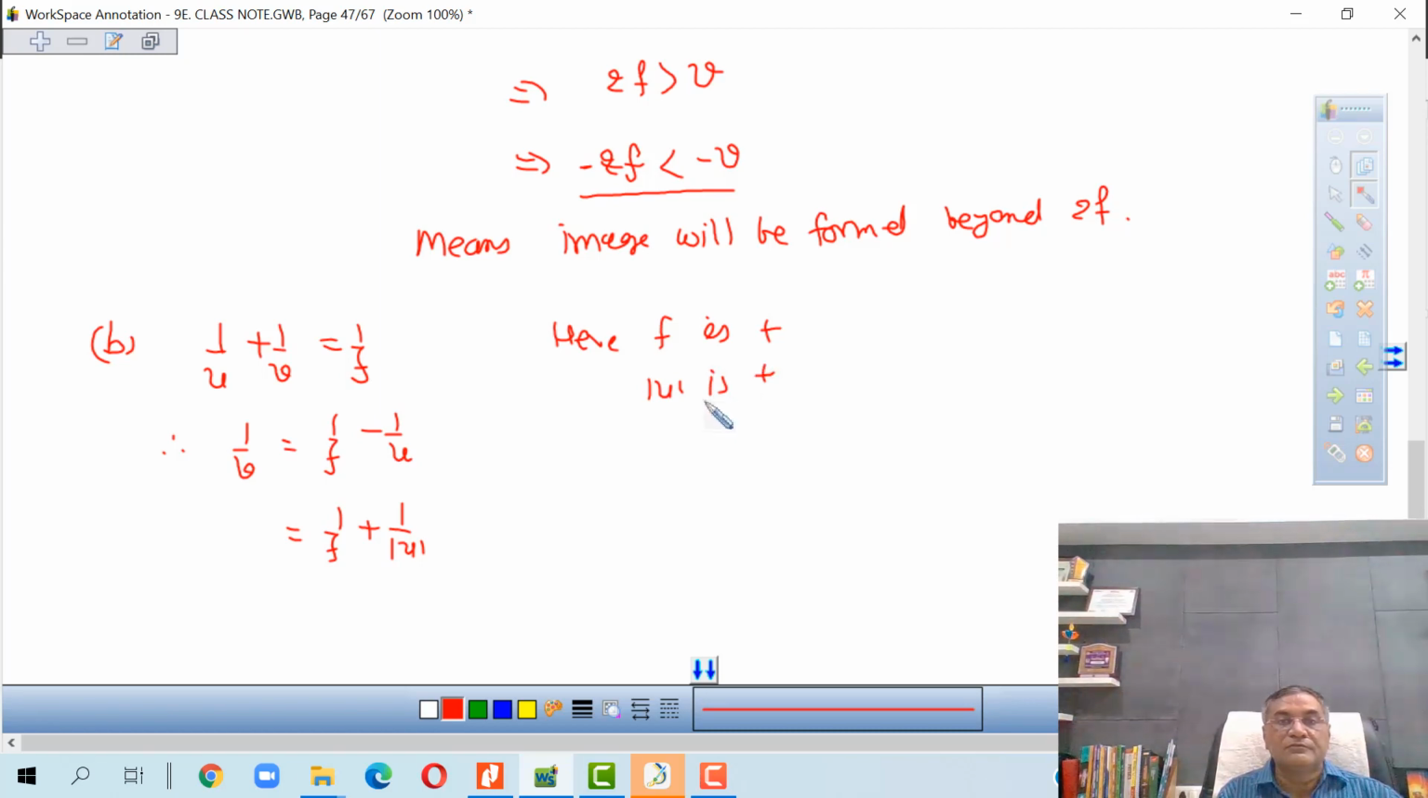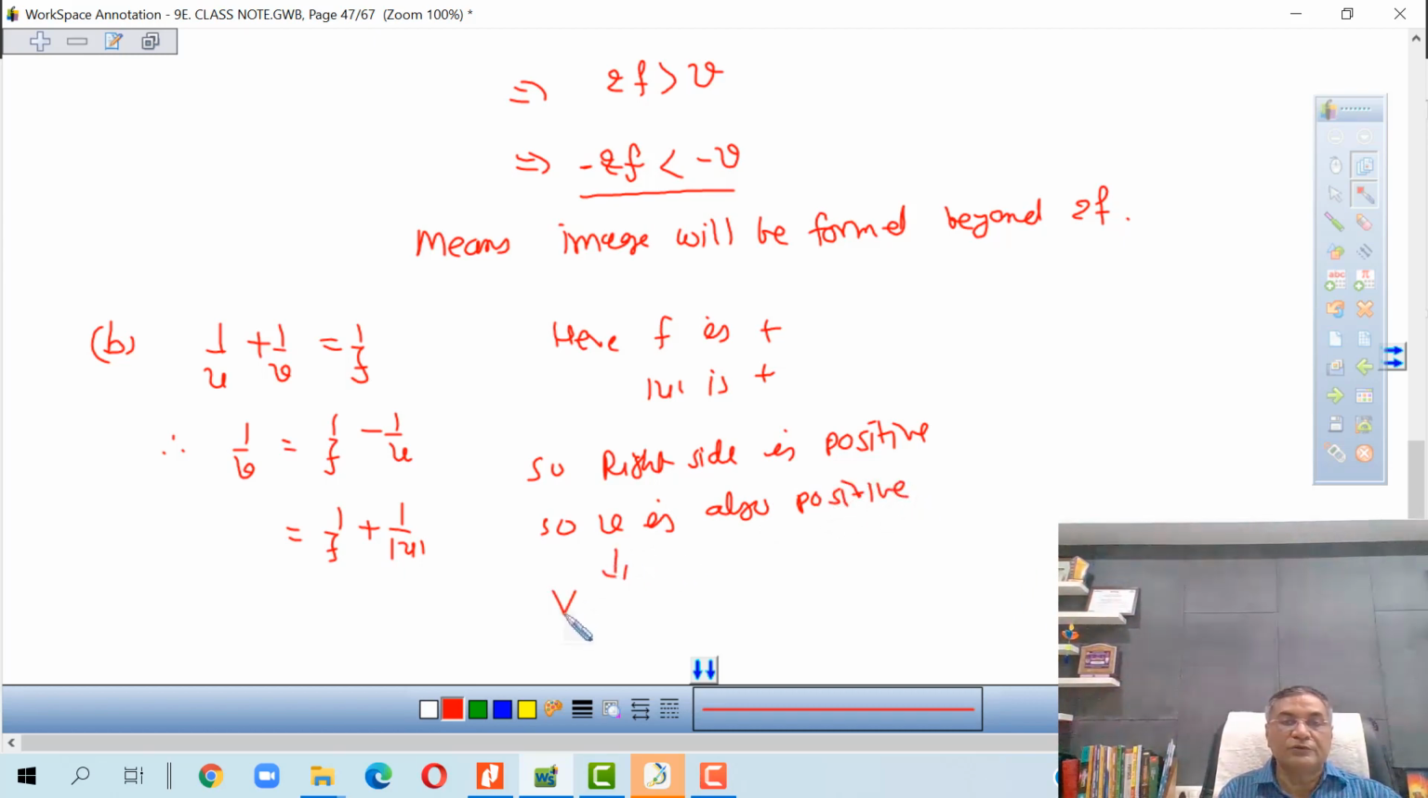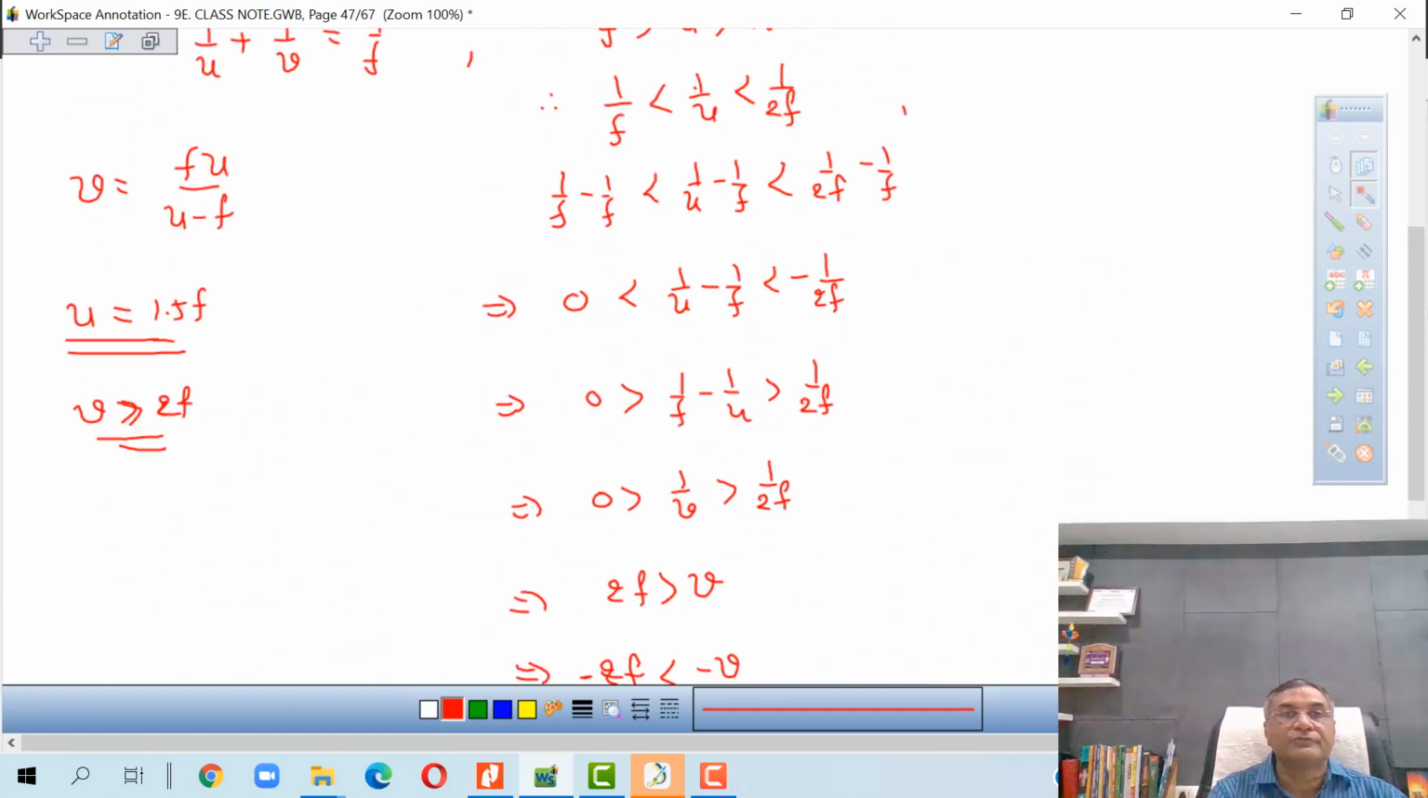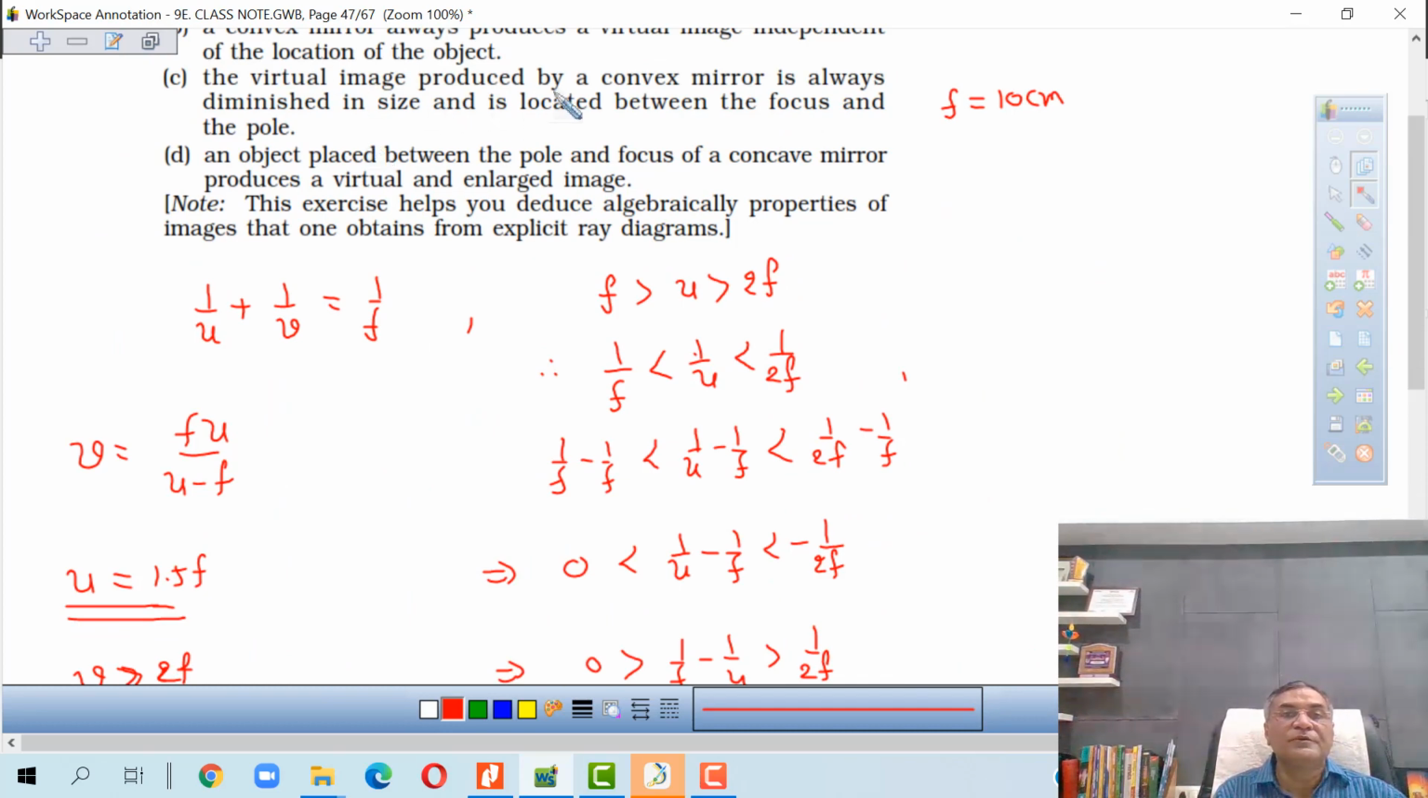Now u is also positive, magnitude. So right side is positive. So v is also positive. And positive no meaning શું થાય? Virtual. And if virtual then it is always erect. એ પણ આપણે કહી શકીએ. Then third question, the virtual image produced by convex mirror is always diminished in size and is located between the focus and the pole.